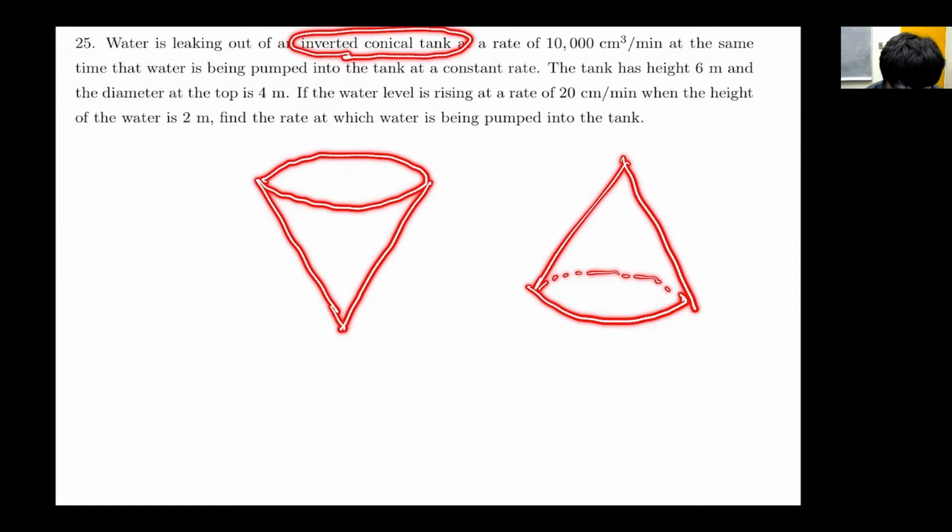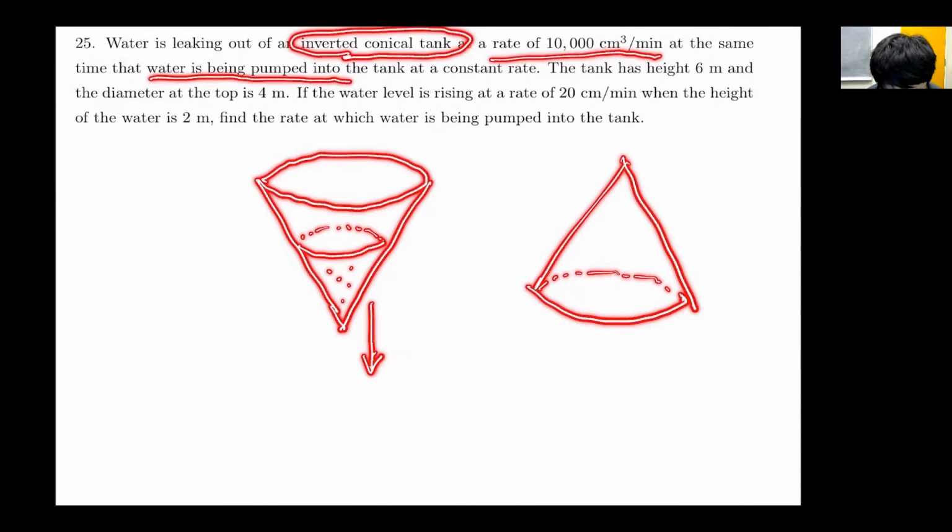All right, so this is basically the first part. And now we know that water is leaking out from the tank, which means originally there is water inside, but now it's leaking out. And then we are given the rate of its leaking out. But moreover, we know from the next part of the sentence that water is being pumped into the tank at a constant rate. So this means we have water in at some rate over here. All right, so that's basically what you should know from the first very long sentence.